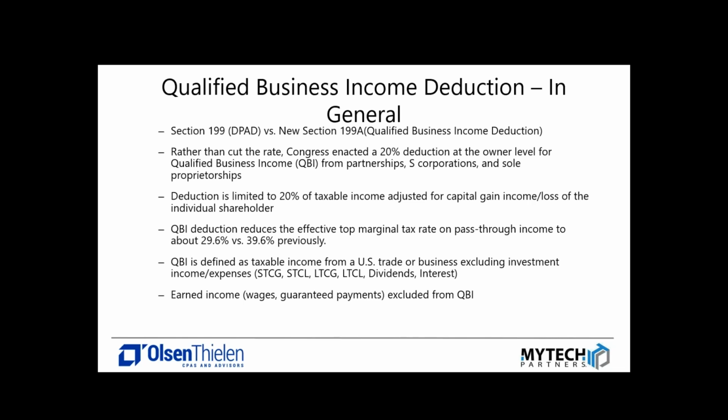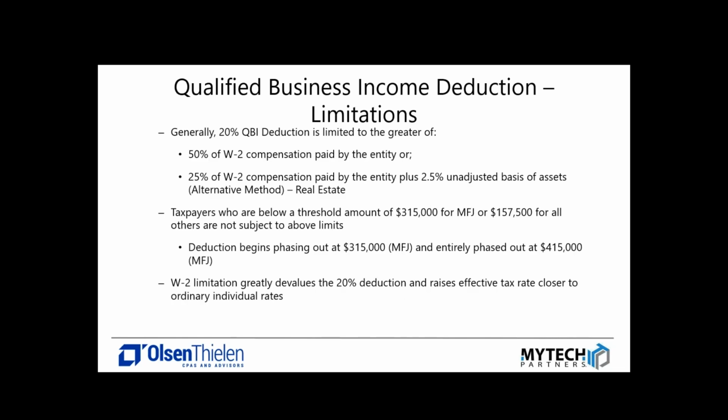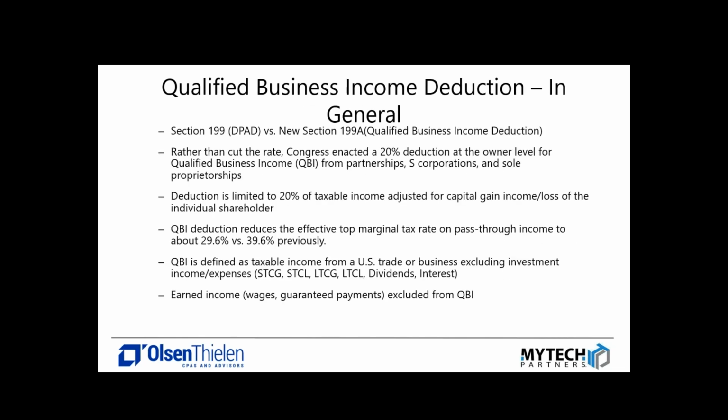What is qualified business income? It's basically your U.S. trade or business, excluding any investment income, so your short-term capital gains, long-term capital gains, interest, dividends, etc. And it also does not include any wages or guaranteed payments that shareholders or partners pay to themselves outside of the business for services performed or anything of that matter. Salary or something like that. Salaries, yep, exactly. It does not include those types of items.